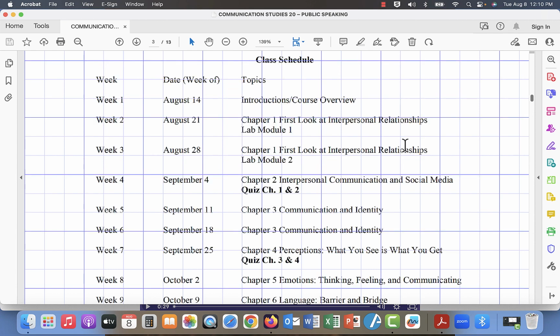Here we have the class schedule. This is the overview of where and when your assignments will be due. For more specific dates, please refer to your Canvas class shell.